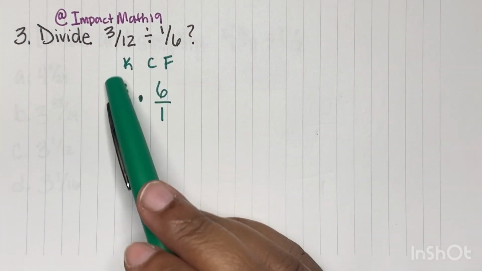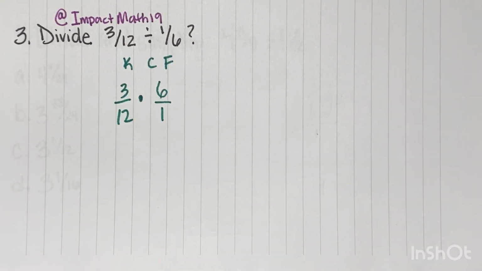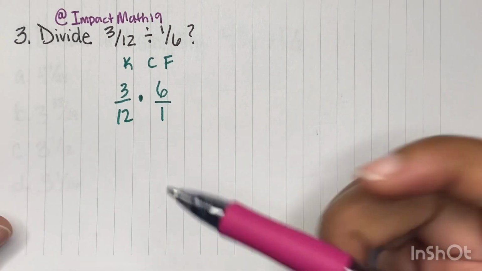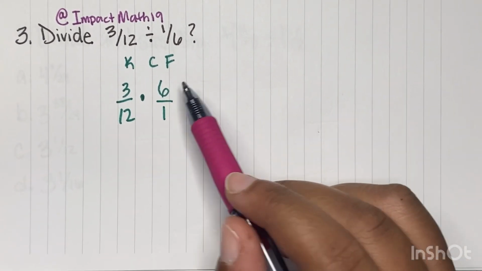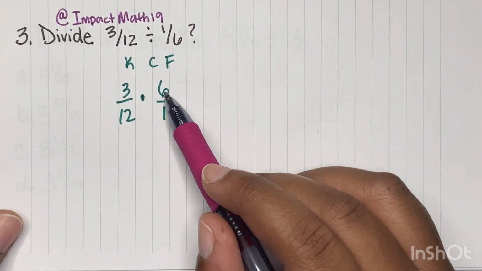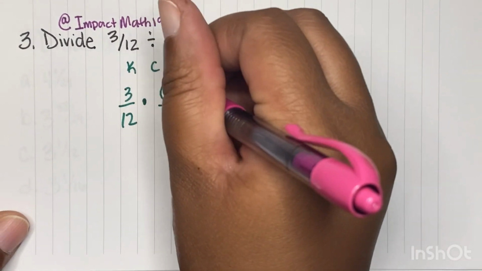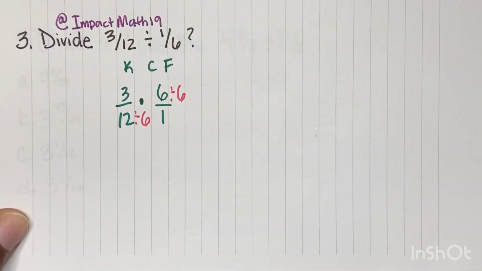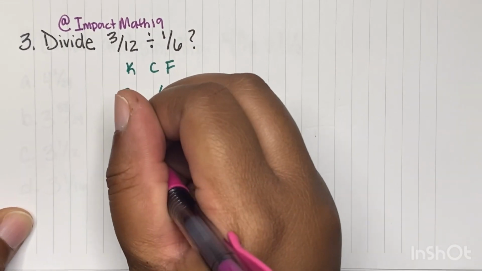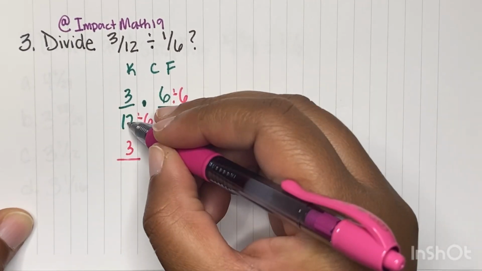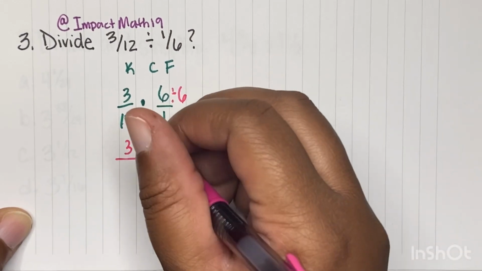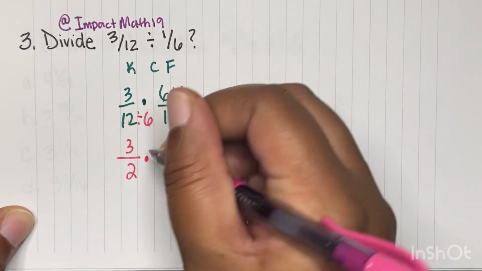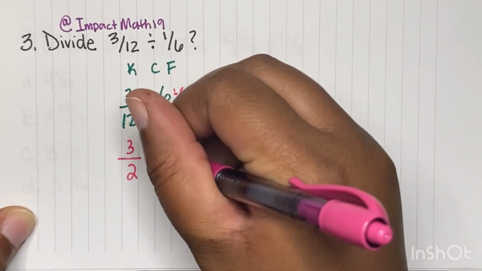Now, we can just multiply straight across, but I'm telling you, it will save you a lot of time if you get in the habit of canceling out what you can. So here, I know 6 can go into 12. So I'm going to divide this by 6 and divide this by 6. So I get 3 over 12 divided by 6 gets me 2 times 6 divided by 6 is 1.